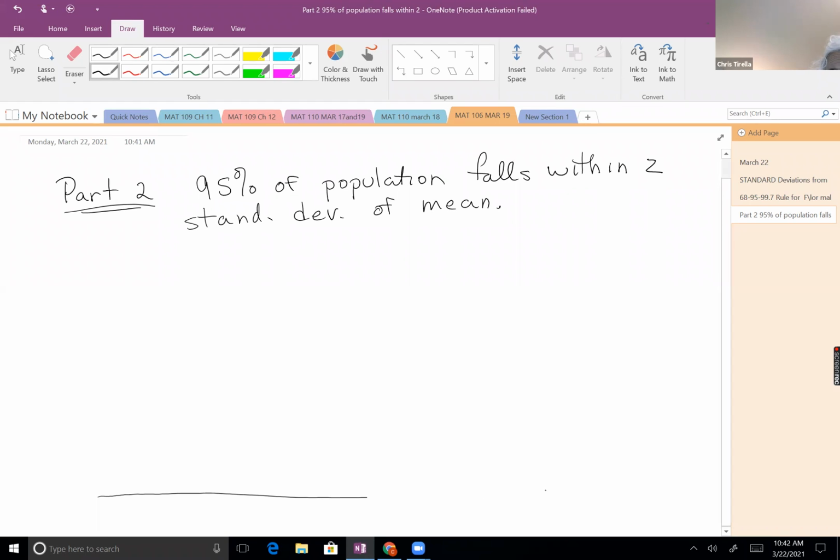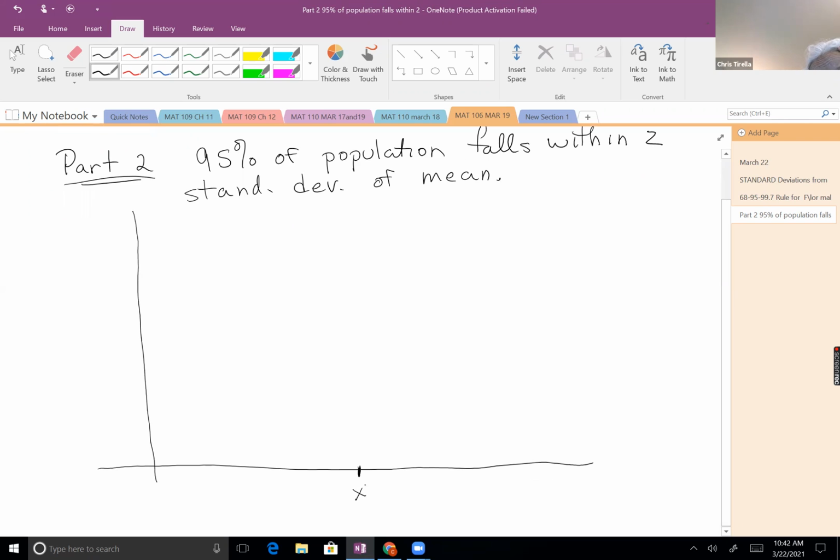And so I'm going to draw myself a normal distribution. I'm going to put my mean in the middle. We've gone 1 standard deviation above. This time we want to go 2 standard deviations above. We've gone 1 standard deviation below. This time we want to go 2 standard deviations below. I'm going to draw my bell curve.